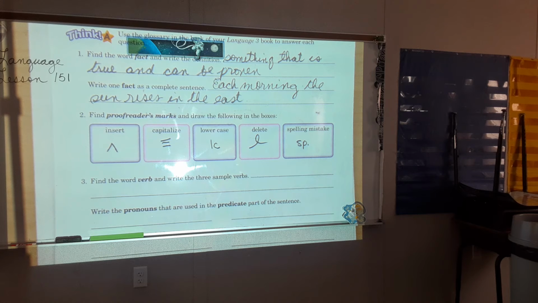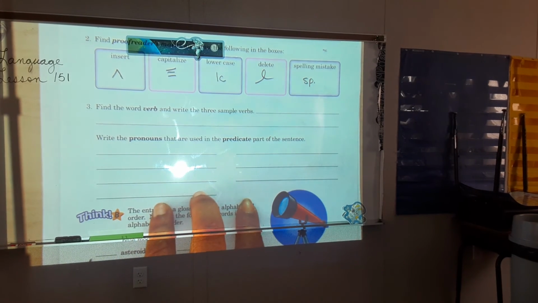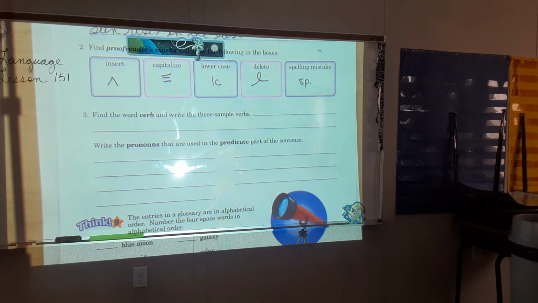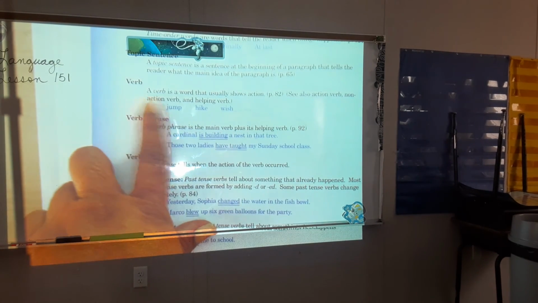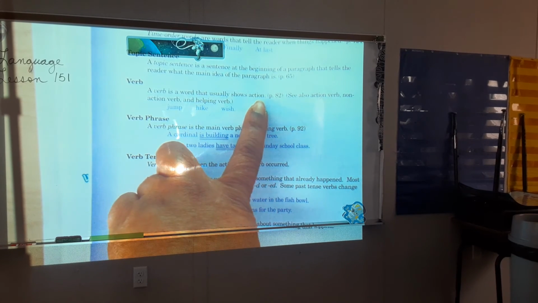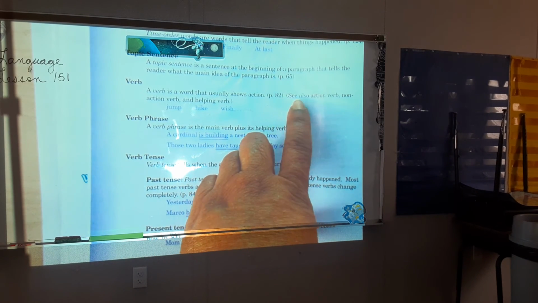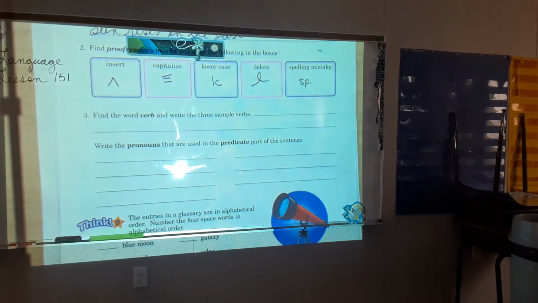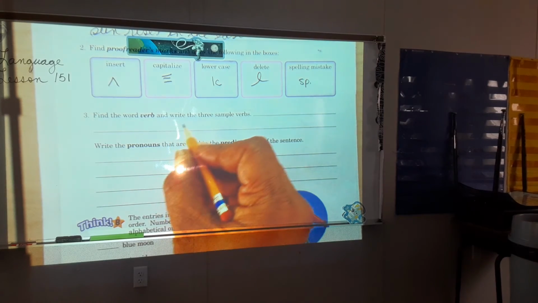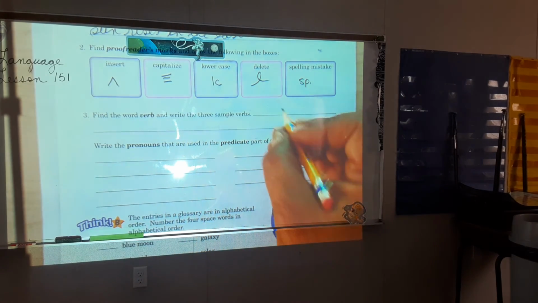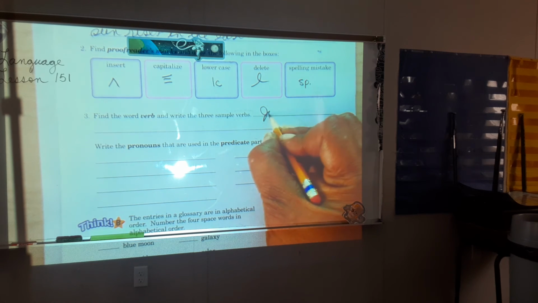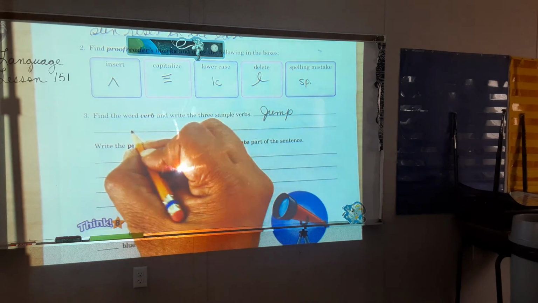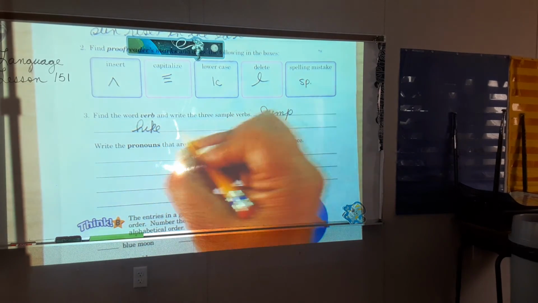Next, find the word verb and write 3 sample verbs. So we're going to look for the word verb in our glossary. And it's right here, verb. A verb is a word that usually shows action. You can find it on page 82. See also action verb, non-action verb, and helping verb. Jump, hike, wish. And write 3 sample verbs. And they were jump, hike, and wish.